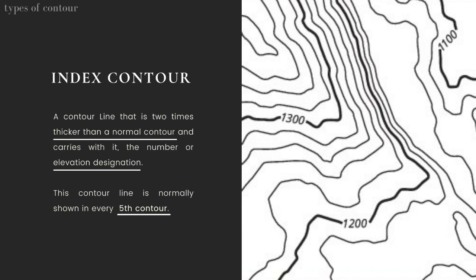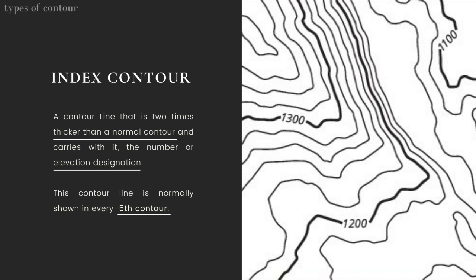Now we move on to the types of contours. The first one being index contours, a contour line that is 2 times thicker than a normal contour and carries with it the number or elevation designation. This contour line is normally shown in every 5th contour. As you can see in the topography map picture provided, you can see these thick lines having numbers on them, having 1,300, 1,200, 1,100, and these measurements are usually in meters.